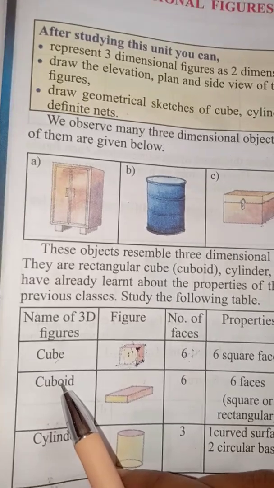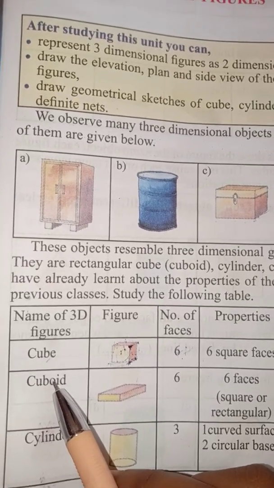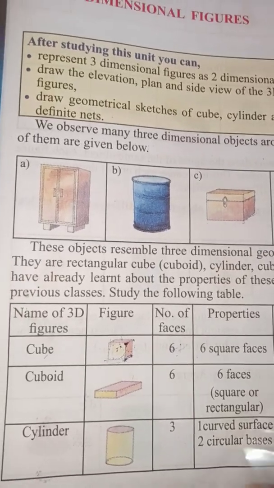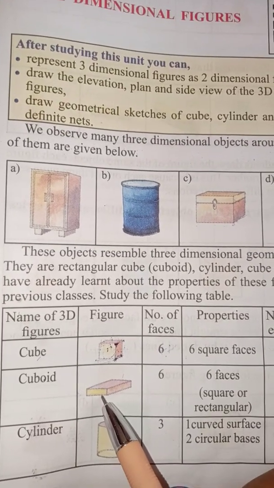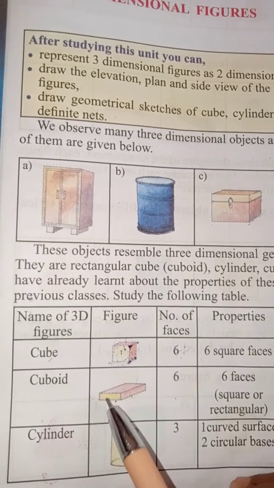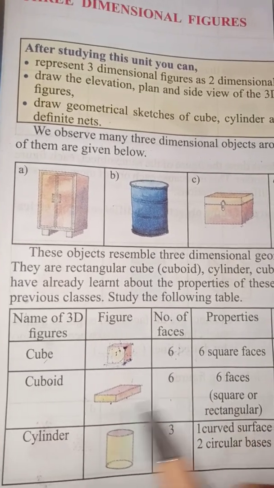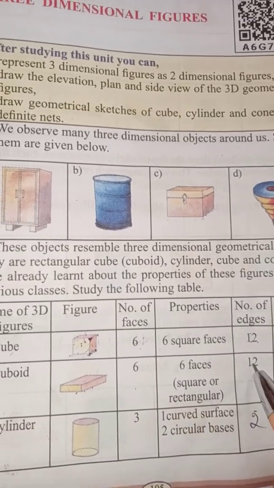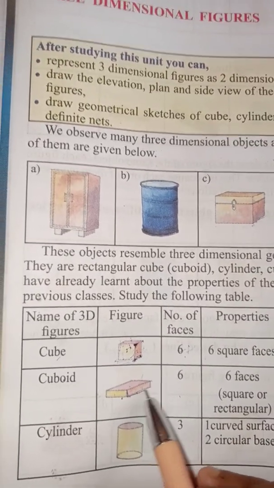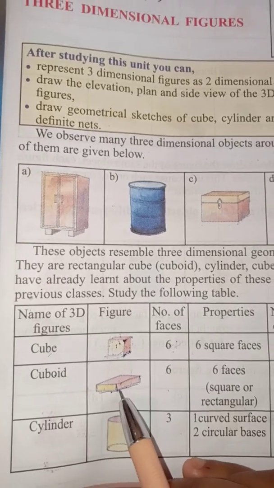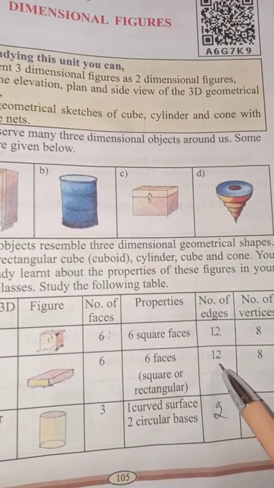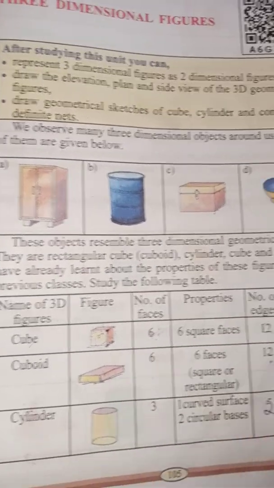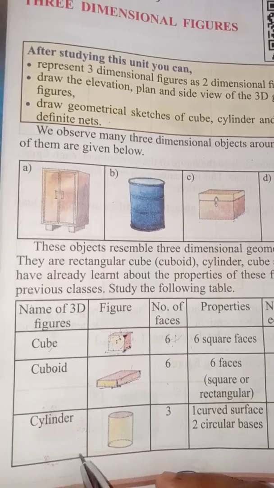Next one is the cuboid. The cuboid is an example for bricks, books, a table and a cupboard. These figures are cuboids. The number of faces is 6. The 6 faces are square or rectangular. The number of edges is 12 and the number of vertices is 8.